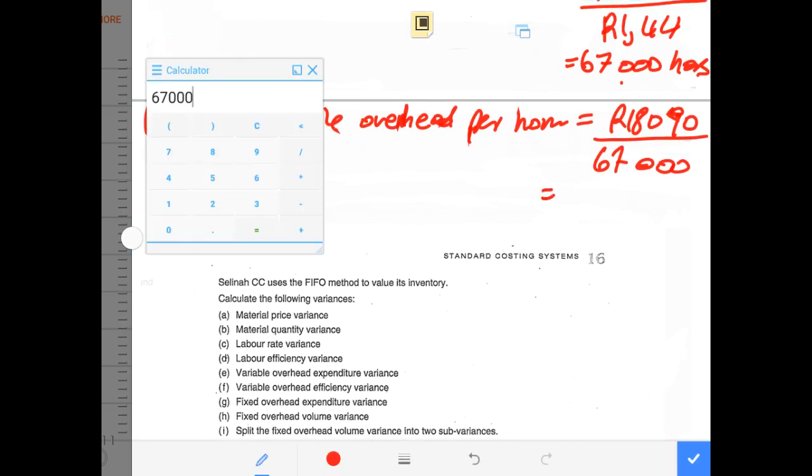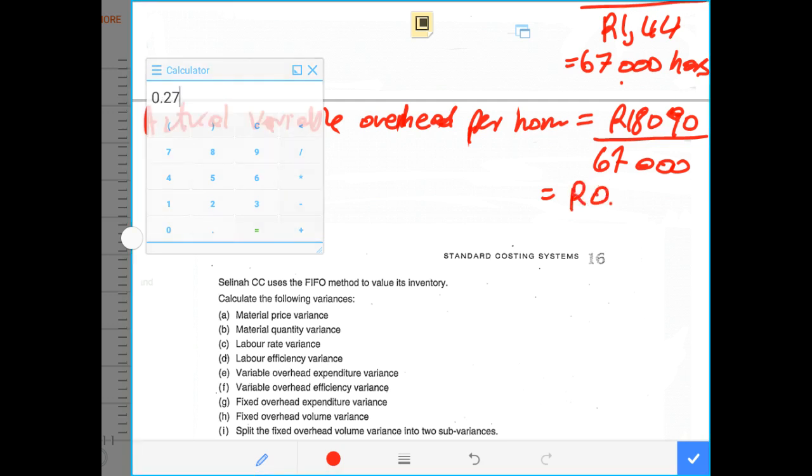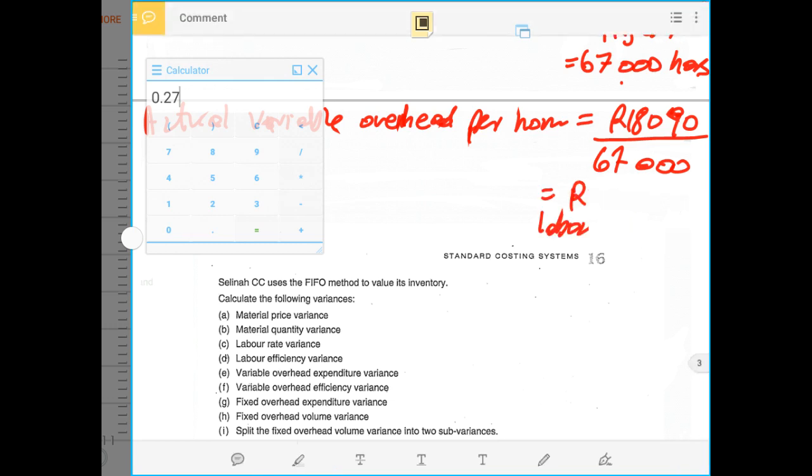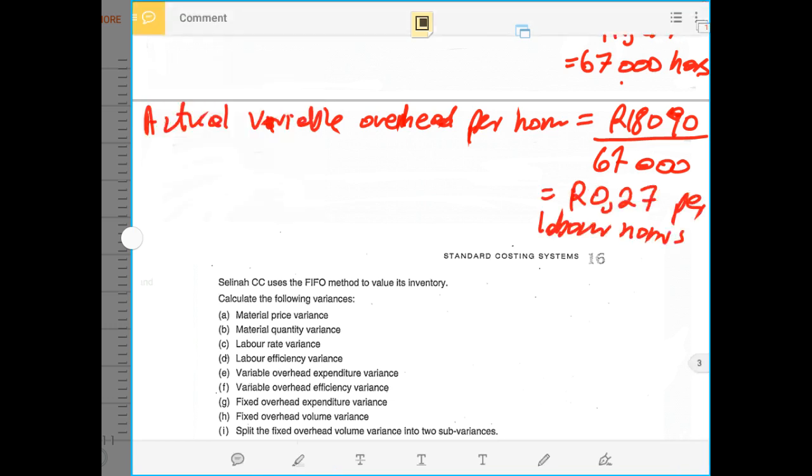Therefore, when we do that, we say 18,090 rand divided by 67,000. After we divide that, it will give us 0.27 cents, which is per labor hour, which is the actual hour. The actual rate is 27 cents per labor hour, which is the actual rate that was incurred in terms of variable overhead.